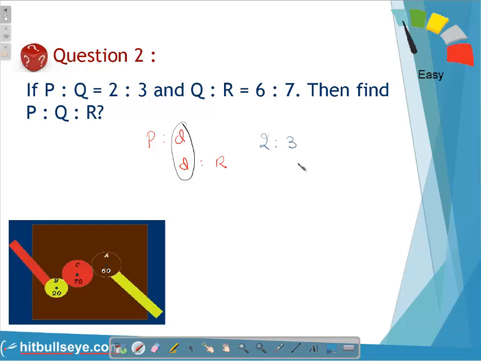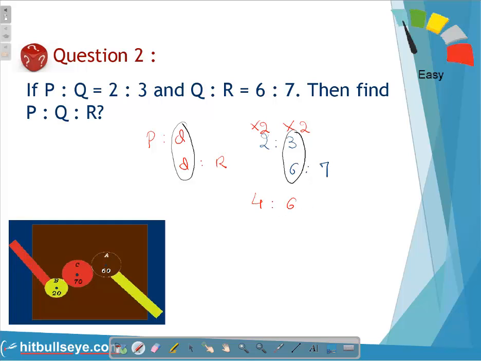Now we are given that 2 is to 3 as 6 is to 7. If we want to equate this value of 3 and 6, which is representing Q in both the ratios, we could multiply 3 by 2 to make it equal to 6. But if we are multiplying 3 by 2, I need to multiply 2 also by 2, because if we multiply a ratio by the same number in the numerator and the denominator, the ratio does not get affected.